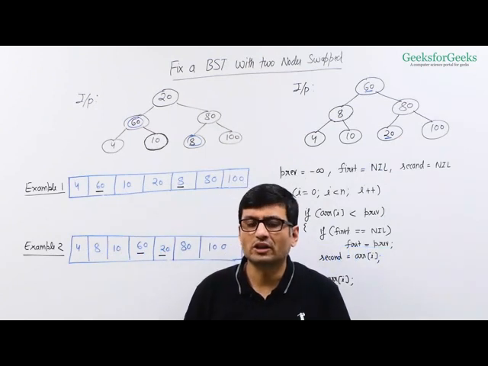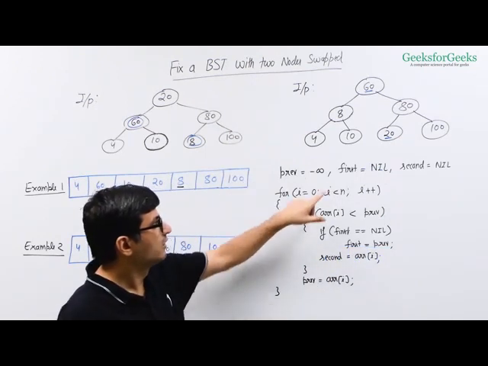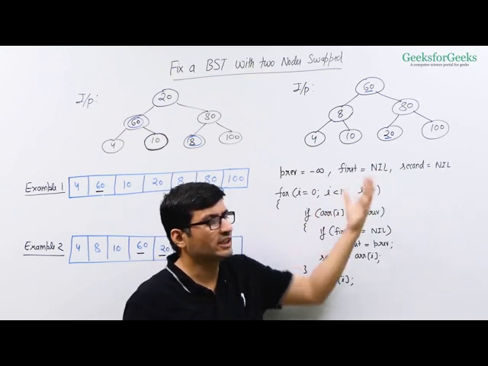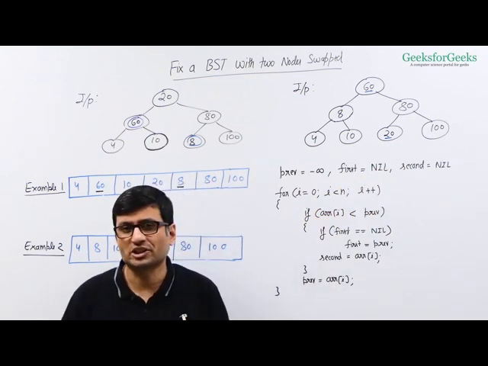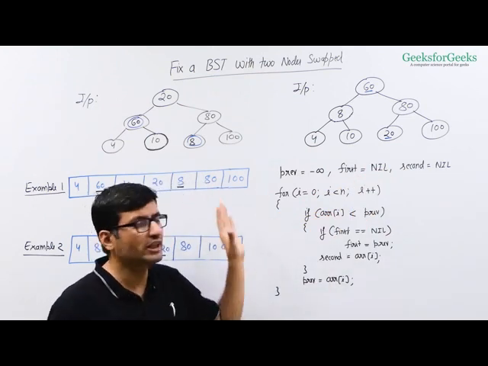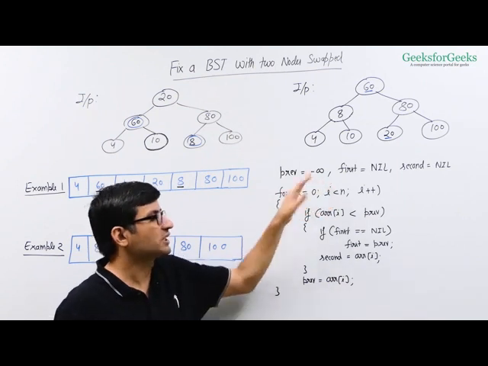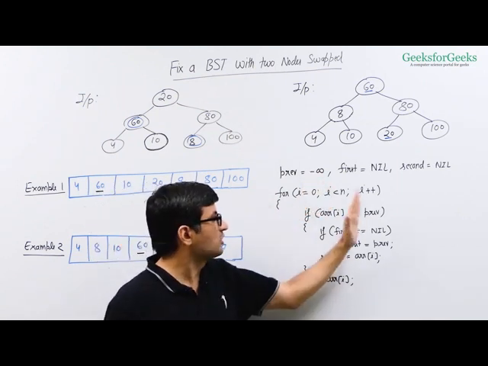Here I have written a solution for an array. I have initialized first and second as nil. Nil may be some special values which may not be present in the array. I have initialized previous as minus infinity. I traverse through the whole array.